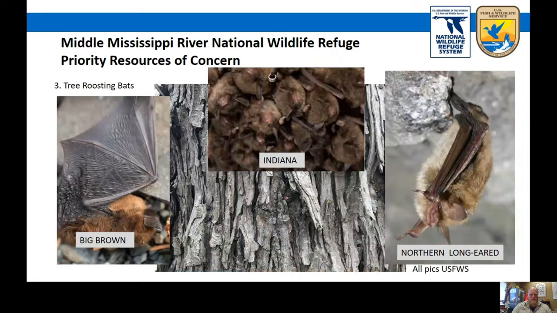Tree roosting bats is our third priority resource concern, such as the Indiana bat, northern long-eared bat, big brown, hoary, evening, and little brown bats, all of which have been detected on the refuge in recent years, using refuge forest and adjacent forest to roost and forage. Like birds, the refuge forest management objectives and strategies consider their life history needs a high priority, such as large snag trees with exfoliating bark, trees with cavities, and tree species with shaggy bark, such as the silver maple pictured there in the middle of the screen, or maybe shellbark hickory on our higher elevations.